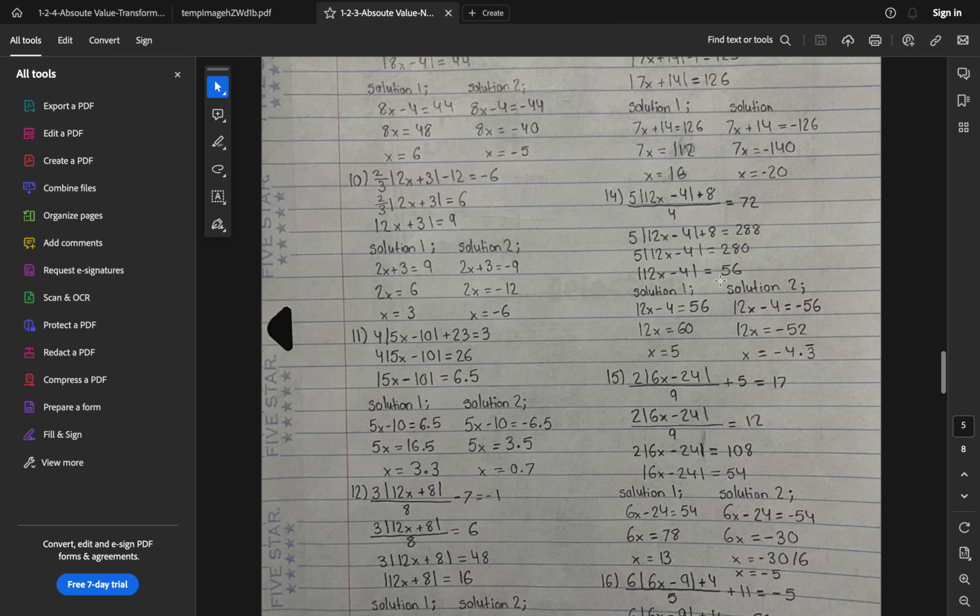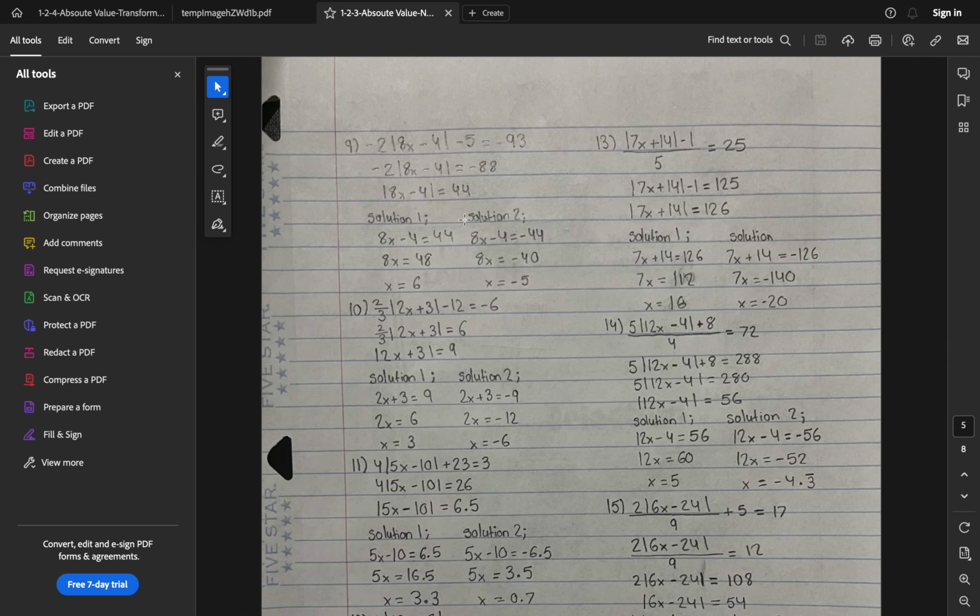Okay, on to question number 9. We have negative 2 times the absolute value of 8x minus 4. This equals 18. The absolute value of 8x minus 4 is equivalent to negative 9 once we rearrange this equation. Two solutions where it's equivalent to positive 44 and negative 44. We end up isolating for x, so it becomes 8x is equivalent to 48 and x is equivalent to 6. And the second solution becomes 8x is equivalent to negative 40 and x is equivalent to negative 5.